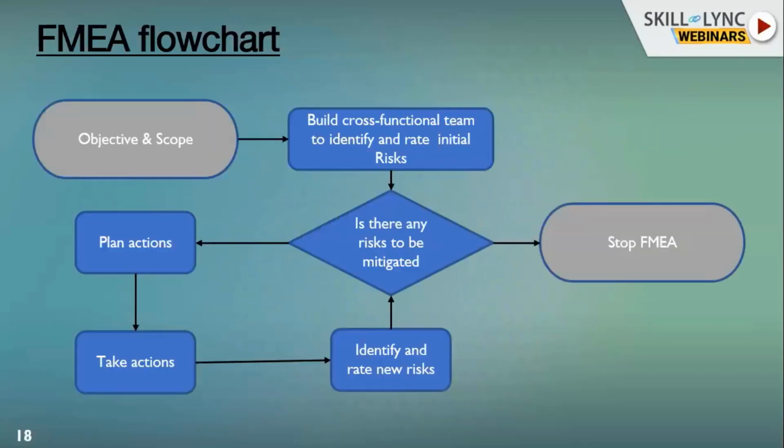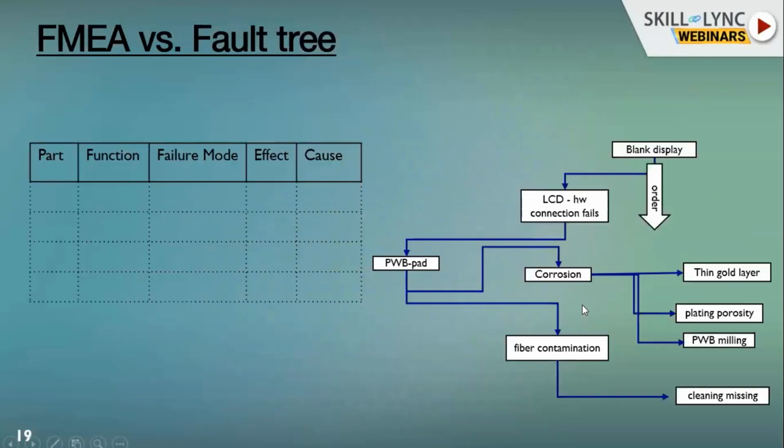So in general, as a summary, you are here now, this flowchart type of thing. The main actions are that you should have an objective and a scope, and then you build a cross-functional team to identify and rate the RPN, the initial risk, and then you go through this. Is there any risk to be mitigated? You plan action, take action, identify action, and then you stop FMEA when it is not feasible to go further.